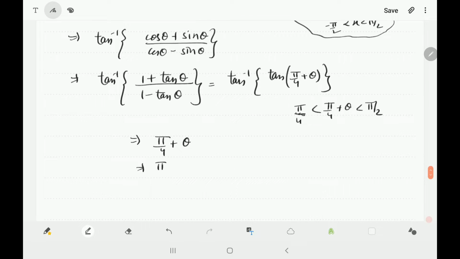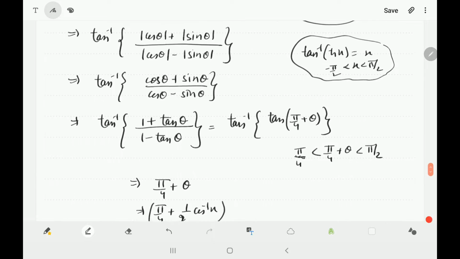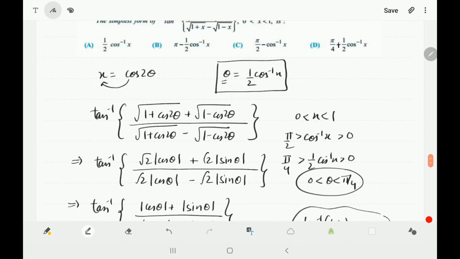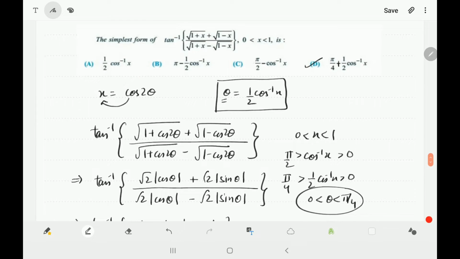Now we have considered theta as half cos inverse x. So the answer for this problem will be pi by 4 plus half cos inverse x, which is option D. So the answer for this problem is option D.